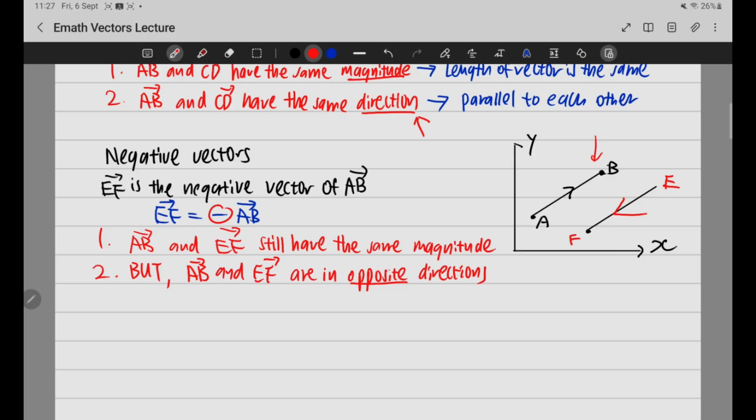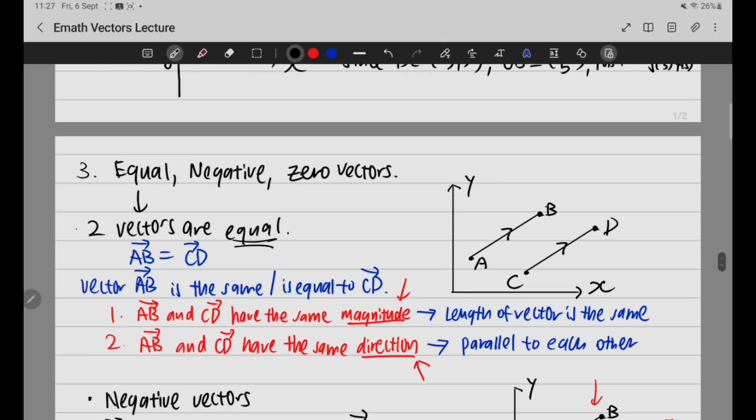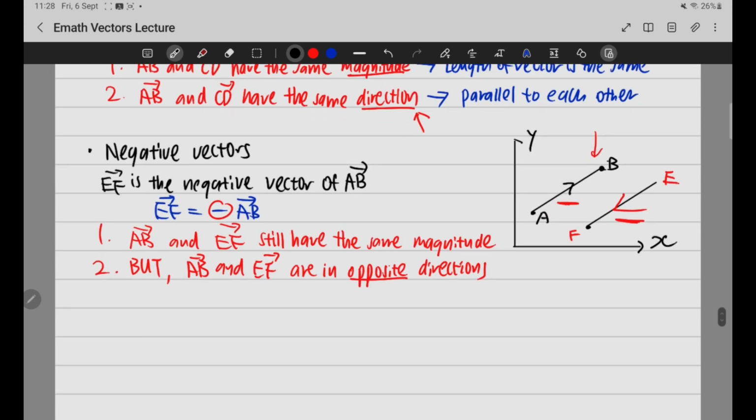F. EF is not in the same direction as AB, but it is the same length as AB, as you can see, right? They are now in opposite directions, but they have the same length. Therefore, they are the same magnitude, but just in opposite directions. Okay, now the last one will be zero vectors.